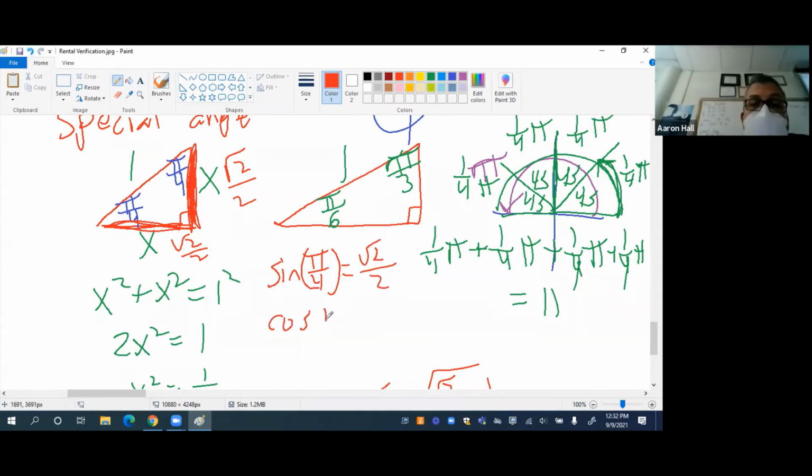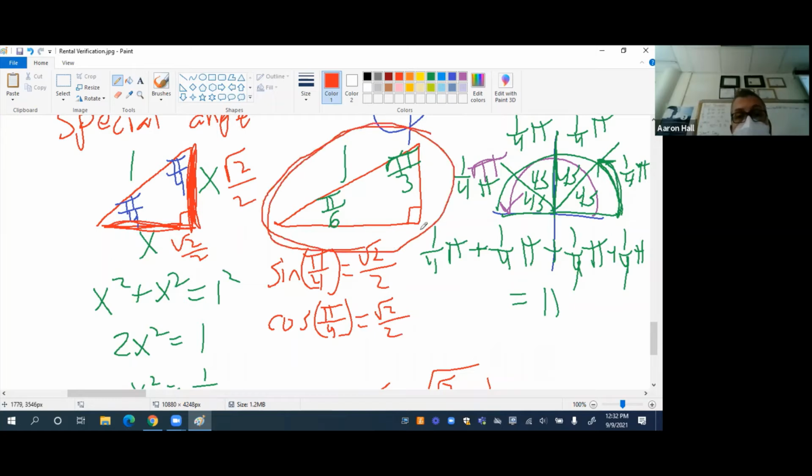What is cosine of pi fourths? Square root of 2 over 2 over 1, which is the square root of 2 over 2. That's the adjacent over hypotenuse. So that's also giving me the square root of 2 over 2. Is everybody following? Okay. We're going to do the same thing over here with our 30, 60, 90 triangle.